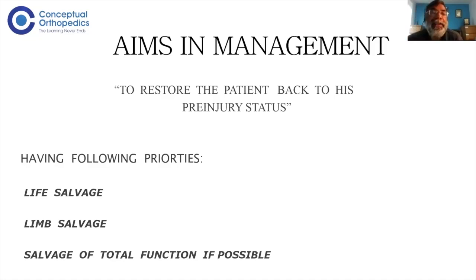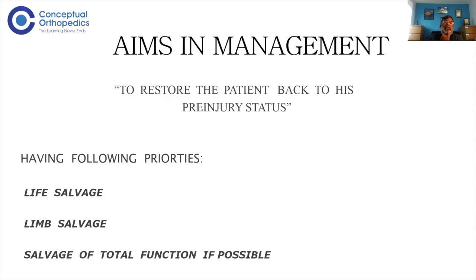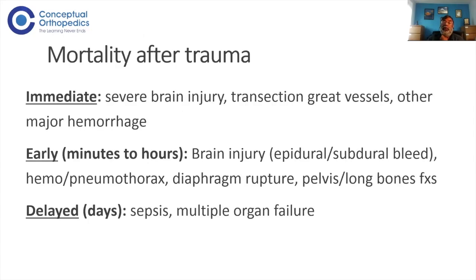Having defined that, how do you manage polytrauma patients? These are the broad guidelines or principles: life should be saved first, followed by limb, and then think of restoring the patient to normal function as far as possible. These are the aims or goals of treating polytrauma patients. How do we achieve this goal? The first goal is to save life. So how do we save life?